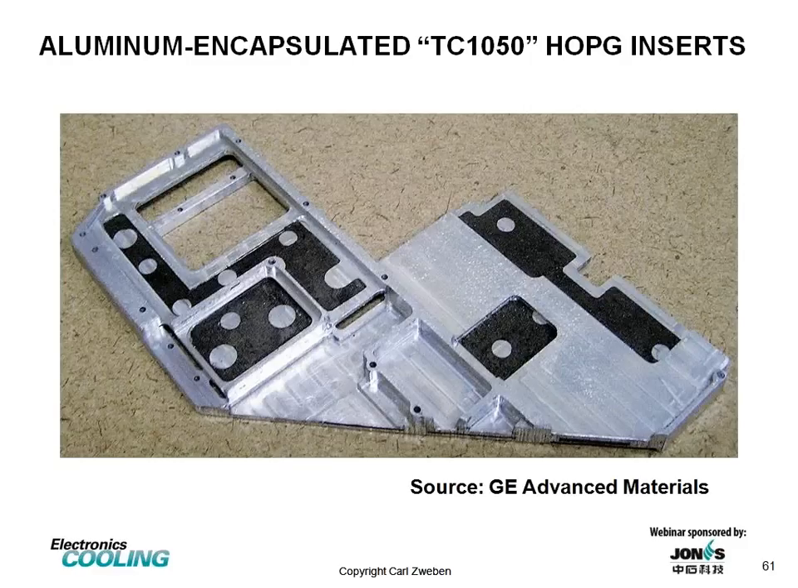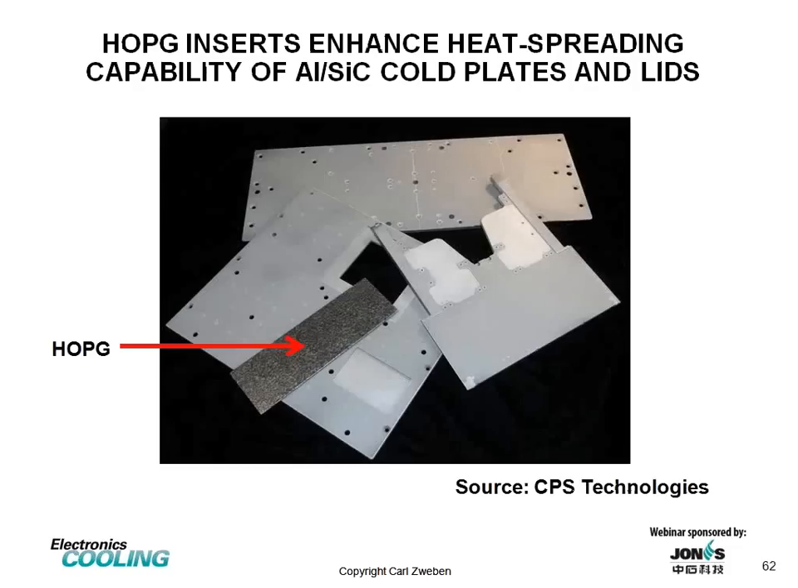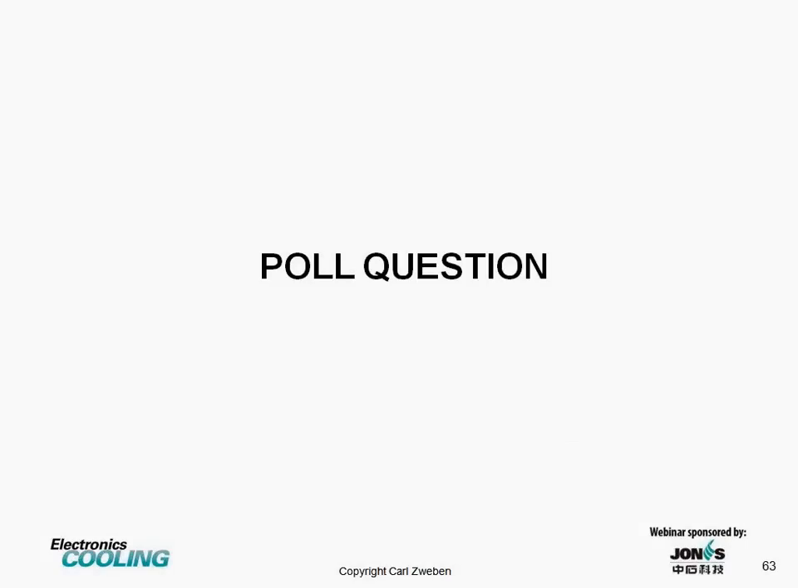Notice those large circles of aluminum. They serve a mechanical function and also serve as a thermal via to transfer heat into the highly oriented pyrolytic graphite. Another illustration of encapsulated highly oriented pyrolytic graphite. Here the encapsulating material is AlSiC, this aluminum composite reinforced with silicon carbide particles, and these products are cold plates and lids, and you can see a picture of the highly oriented pyrolytic graphite insert lower left.